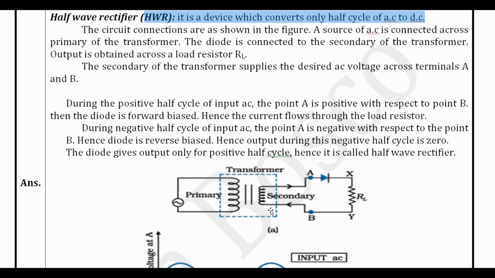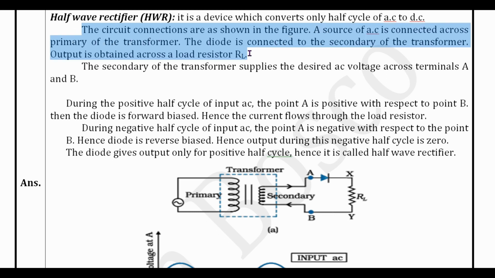So how we have to write this? The circuit connections are made as shown in the figure. A source of AC is connected across primary of the transformer. The diode is connected to the secondary of the transformer. Output is obtained across a load resistance RL. So this paragraph is saying about the setup of this rectifier.